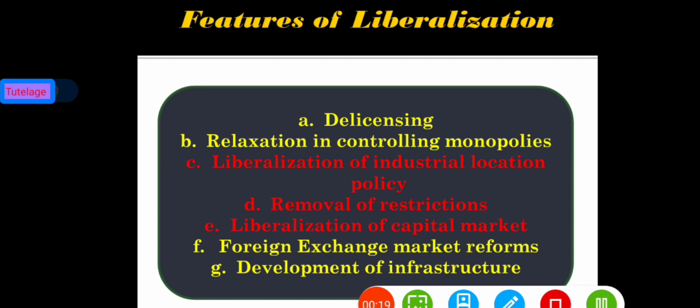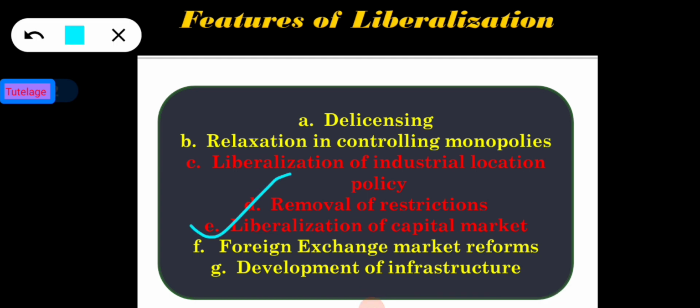Now going to the fifth point, that is liberalization of the capital market. The capital market has been made free in the new economic policy 1991. A new company can now be floated with the issuance of new shares and debentures without seeking the permission of the government. However, the Securities and Exchange Board of India, that is called SEBI, has been set up as a watchdog for regulating the functioning of the capital market.